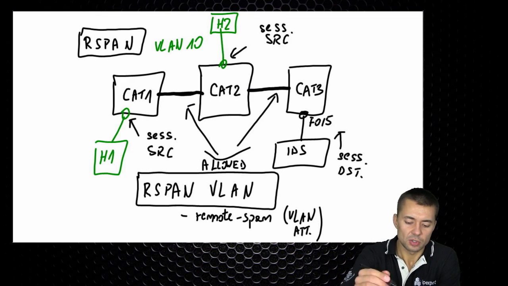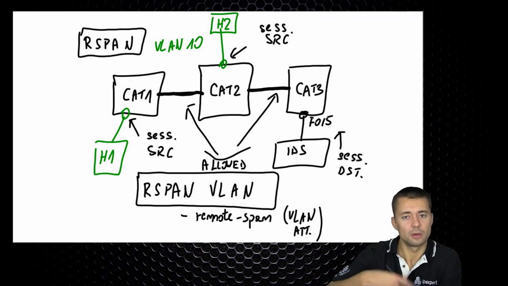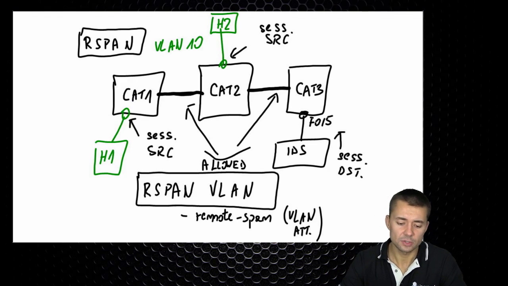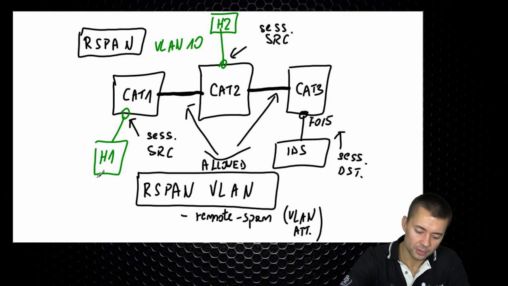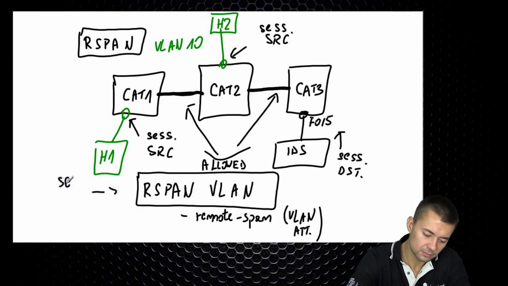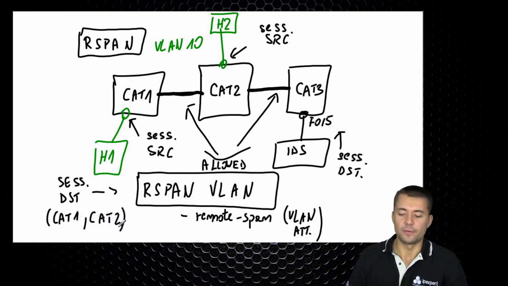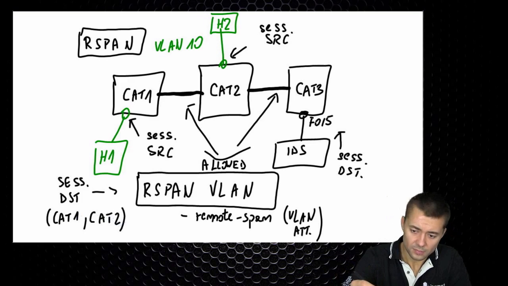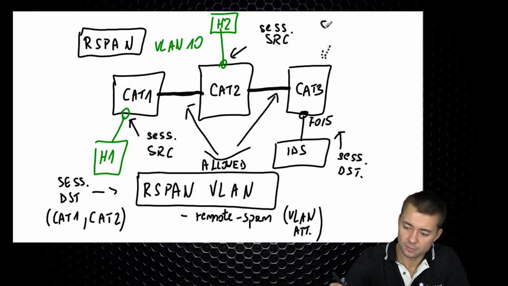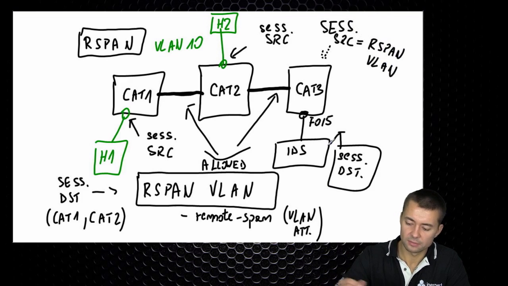And obviously on the switches you would say that this is your session source, so the ports where we have connected our clients. Destination would be then our RSPAN VLAN. So this would be session destination on CAT1 and CAT2, versus on CAT3 you would say that the session source is the RSPAN VLAN, where obviously the destination is our IDS.